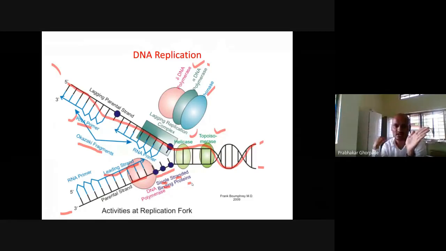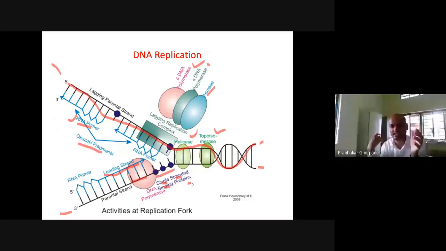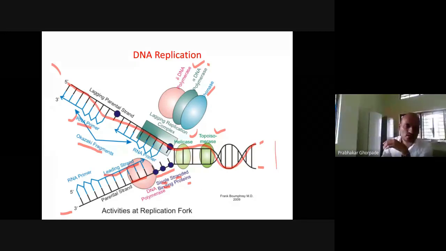Topoisomerase is removing the extra supercoiling. The RNA primer is adding a small RNA primer, 10 base pair, for example, and then on that RNA primer, we are adding the nucleotides and we are getting the double stranded. So now we started with one DNA, and now we have this one DNA and this one is a second DNA. So that is the replication fork event.